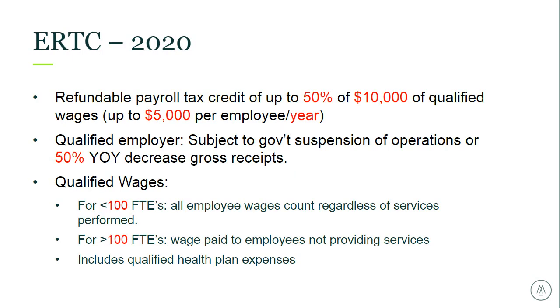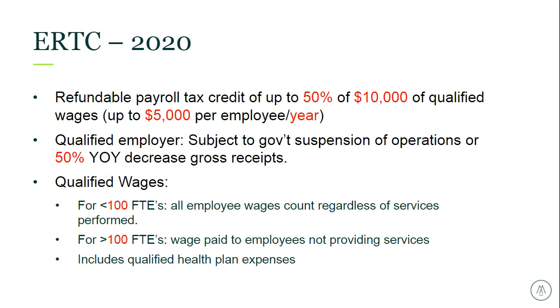So the ERTC is applicable for 2020. You'll see the items that are in red. These are items that have changed and are different between 2020 and 2021. So for 2020, a credit of 50% of up to $10,000 of qualified wages, so the credit was up to $5,000 per employee for the year. To qualify, you either had to be subject to a government suspension of operations, full or partial, or have a 50% year-over-year decrease in gross receipts for that quarter, comparing to 2019. So you looked at whether you were a qualified employer on a quarter-by-quarter basis.